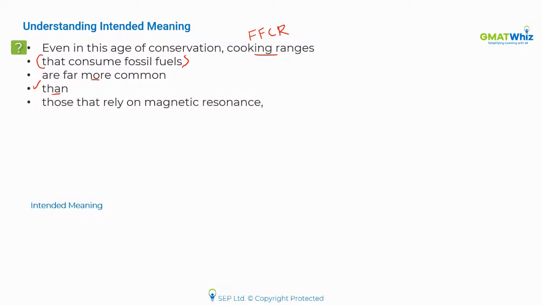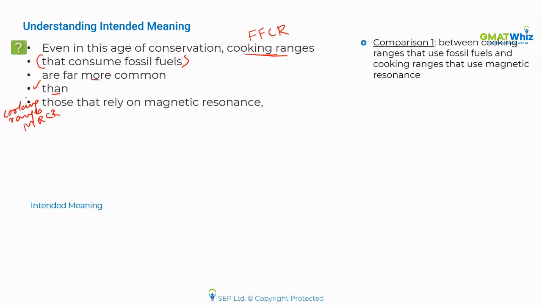Those that rely on magnetic resonance. So this those is referring to the noun cooking ranges. All right, so we are talking about cooking ranges using fossil fuels and cooking ranges using magnetic resonance. All right, so let's call this magnetic resonance cooking ranges. And the author is giving us a comparison here. What is the comparison? Okay, cooking ranges that use fossil fuels and cooking ranges that use magnetic resonance. That's the first comparison we have here. And the author is telling us fossil fuel cooking ranges are far more common than magnetic resonance cooking ranges.